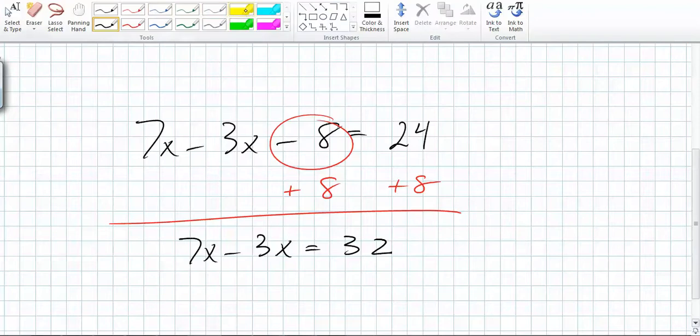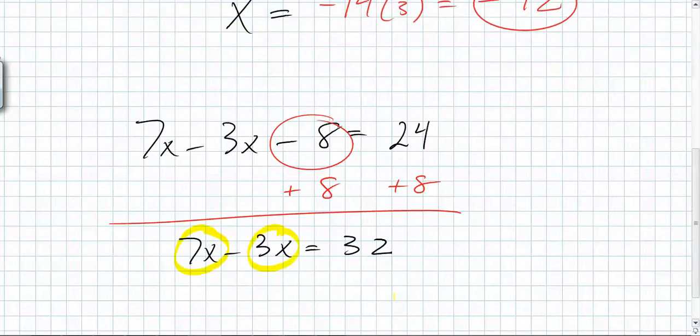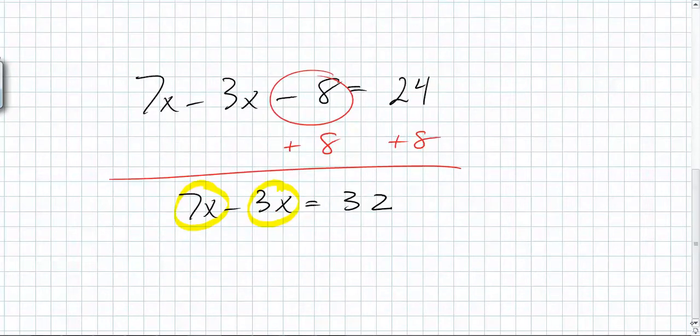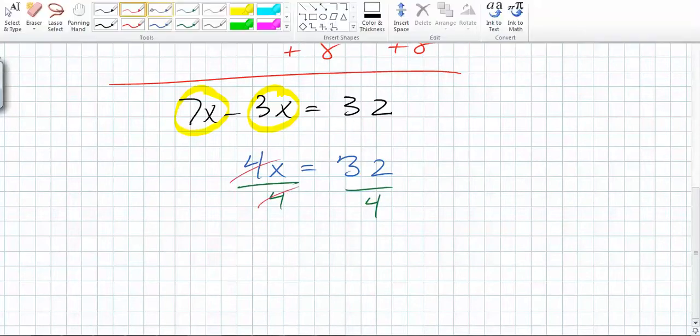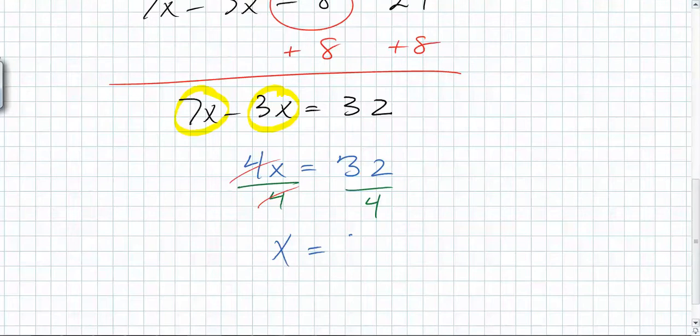We now have two like terms. These are like terms because they both have the same variable, x, raised to the same power, 1. So if you have 7 of them and you take away 3 of them, you're going to be left with 4 of them. So 4x equals 32. You want to do the inverse of multiplying by 4, so you're going to divide both sides by 4. The 4 cancels, leaving you with x equals 32 over 4, which is 16.